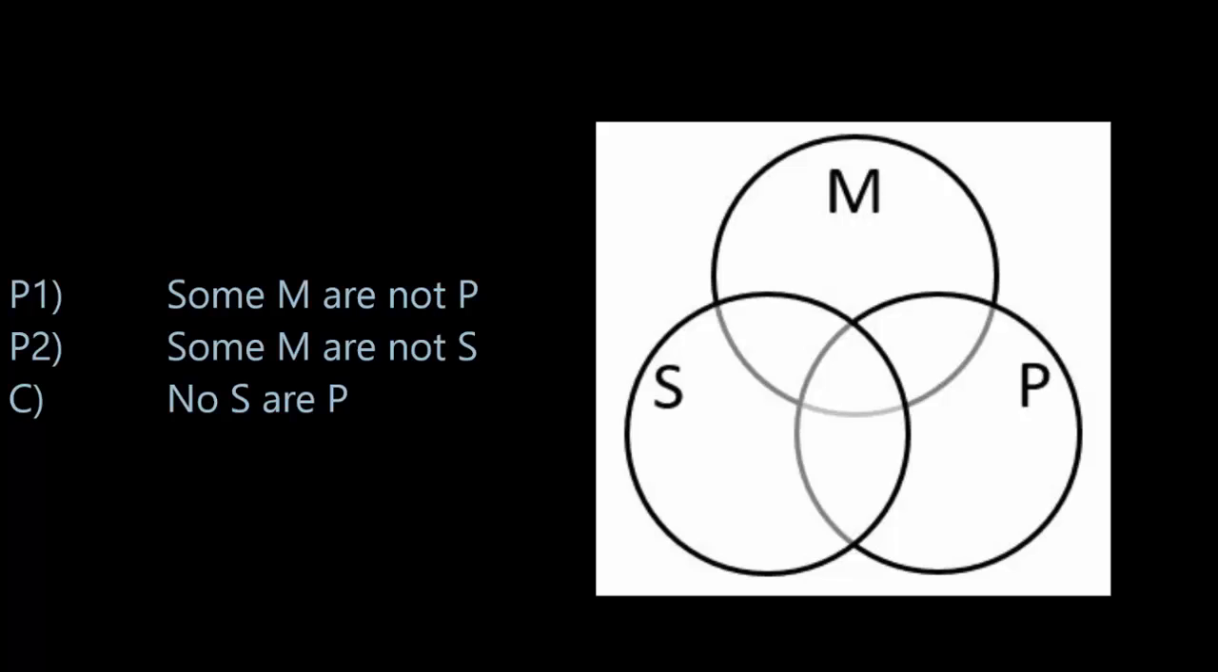Let's try another argument. This says some M are not P, some M are not S, therefore no S are P. Go ahead and pause the video, try diagramming it and determine whether it's valid or invalid, first from the Boolean standpoint, then from the Aristotelian standpoint.